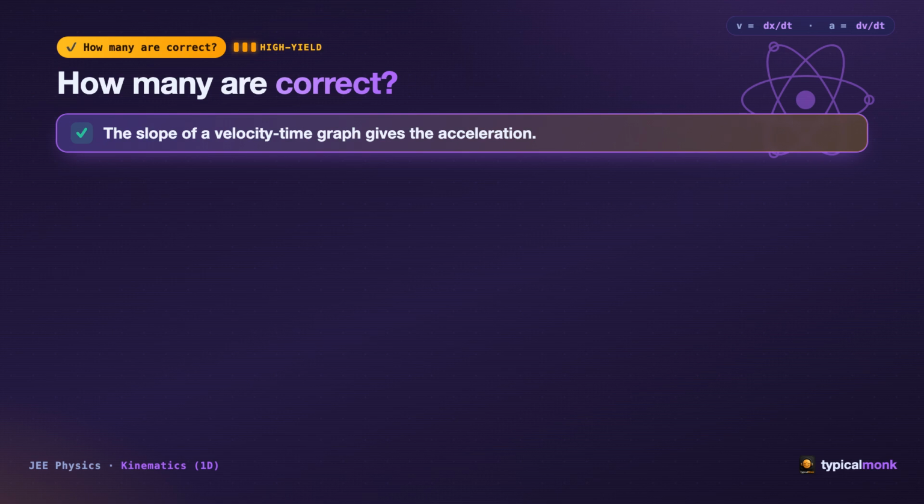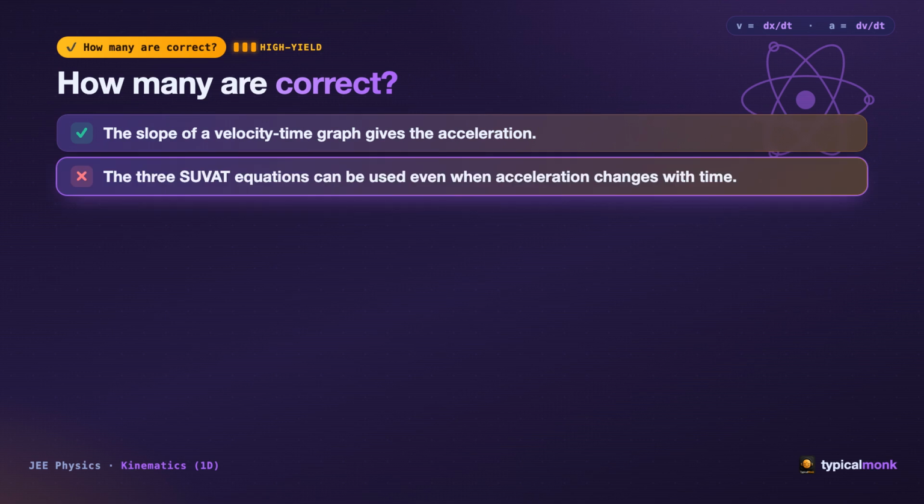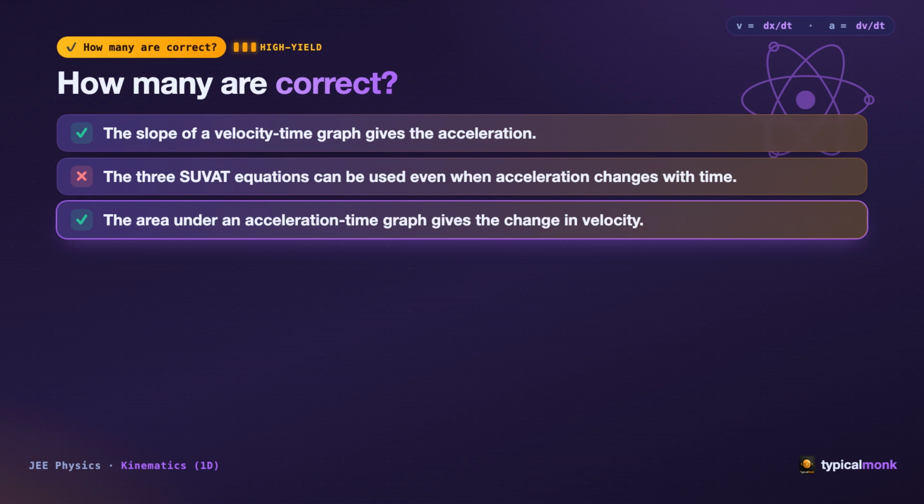You silently count how many are correct. Statement 1. The slope of a velocity time graph gives the acceleration. Hold your verdict. Statement 2. The three SUVAT equations can be used even when acceleration changes with time. Statement 3. The area under an acceleration time graph gives the change in velocity.